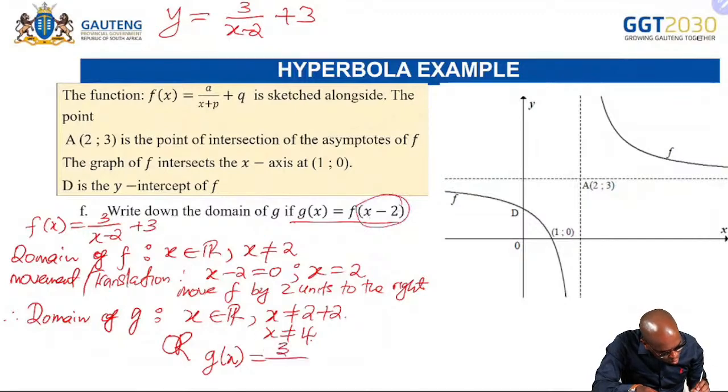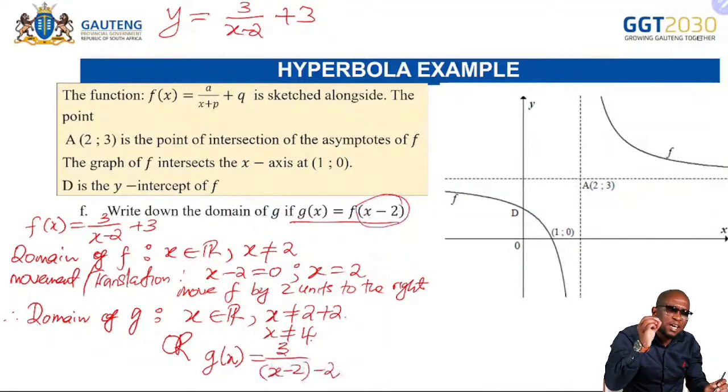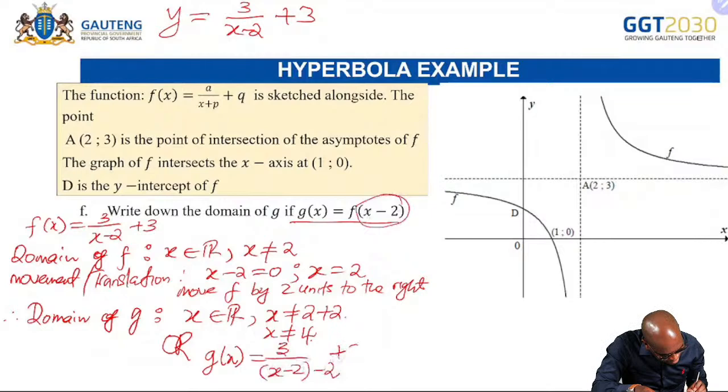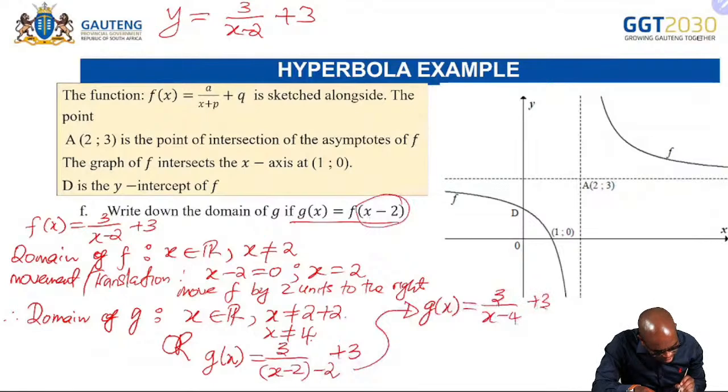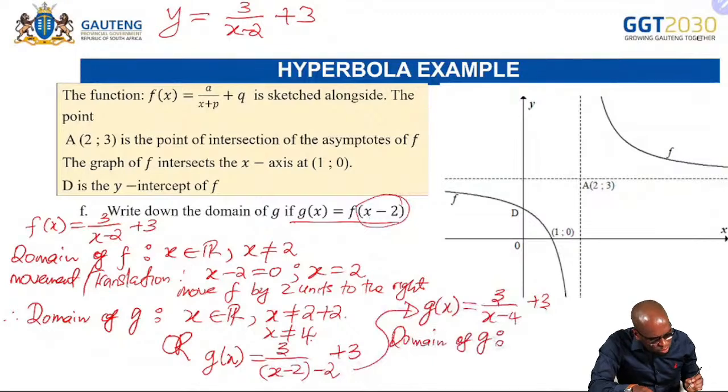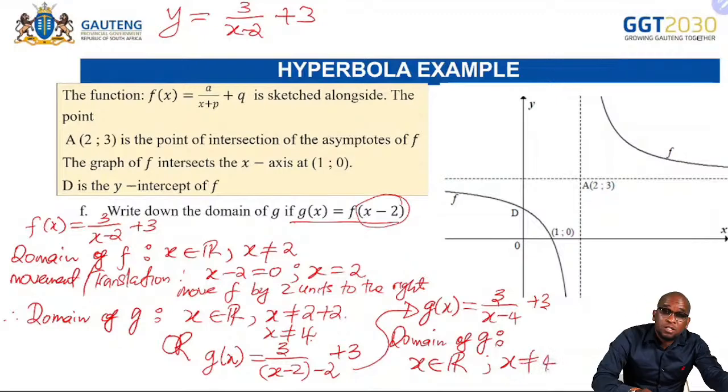So this would be 3 over x minus 2 minus 2. You see, where I see x, I put x minus 2, plus 3. I can continue with it here. You can see that now G of x will be equal to 3 over x minus 4 plus 3. This is the equation of G, which means that I can now find the domain of G. How am I going to find the domain of G? x takes all real numbers except for the asymptote, and the asymptote here is 4 from the equation. You can see that the asymptote is 4.